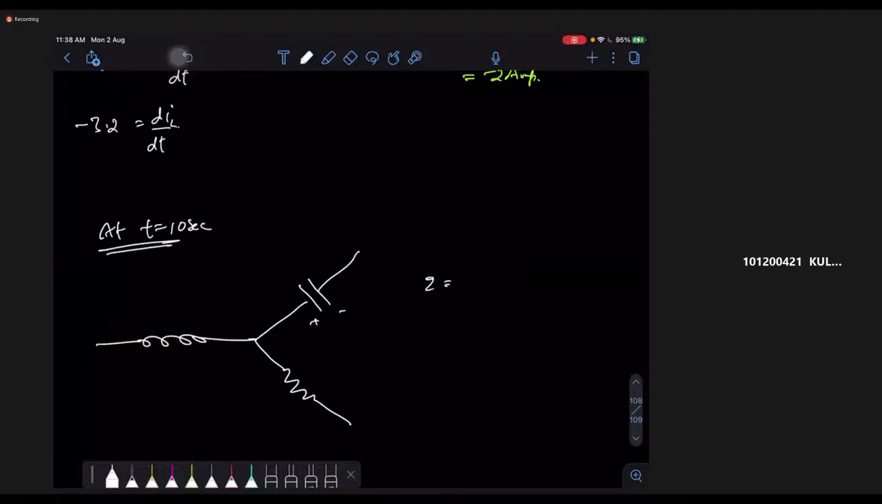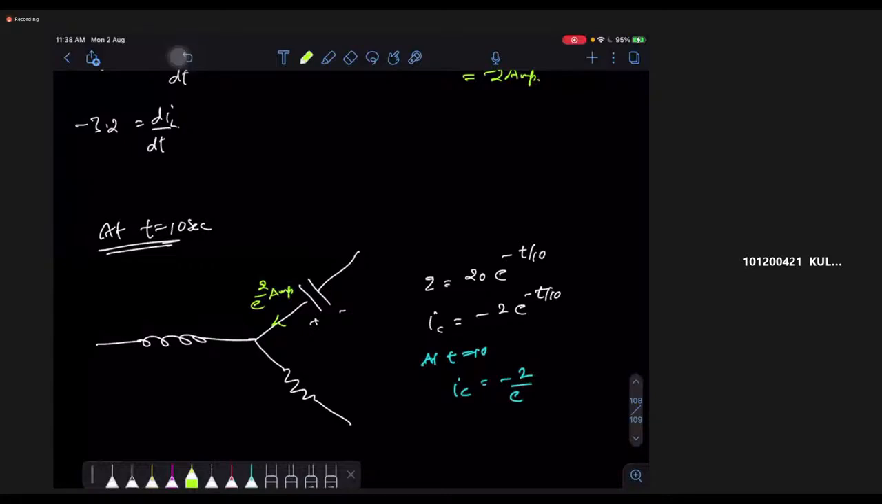So charge on the capacitor has an exponential factor. Current on the capacitor is minus 2 into the exponential factor, so at time equal to 10 seconds, the capacitor current is minus 2 by E. So the capacitor current is 2 by E ampere. Through the inductor, how much current is coming? Current coming to the inductor is 1 ampere.